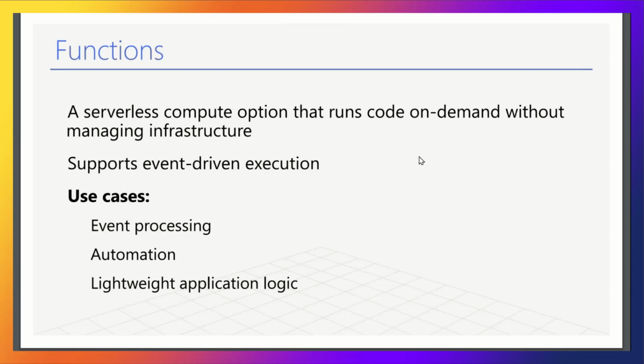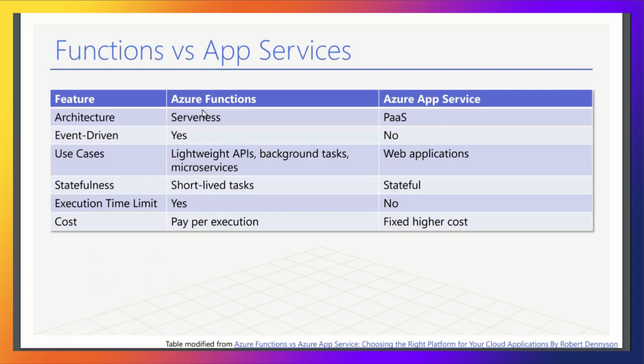Okay, functions are a serverless compute option, running code on demand without managing infrastructure. Whereas in a web app, I'm going to run an entire web application, in a function I'm just going to run a tiny piece of logic. And the difference between these is, Azure Functions is serverless. The app service is a platform as a service.